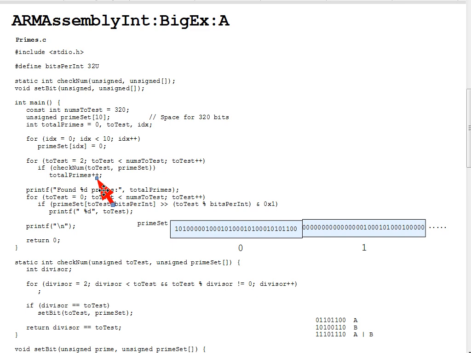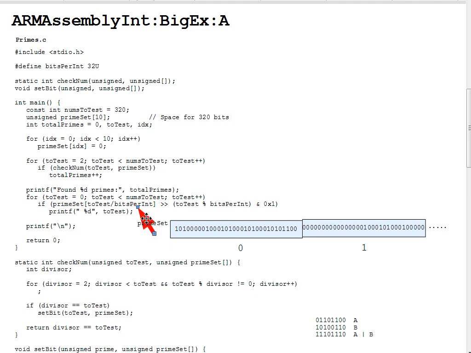By the end of this second for loop, prime set will have 1 bits for each prime value less than 320. The final for loop runs through all the elements of prime set and prints the relevant prime number for each 1 bit in prime set. And the if test that it uses needs some analysis. That's right here: prime set, bracket toTest divided by bits per int, right shift toTest percent bits per int, ampersand 0x1. So I'll ask you to tear this apart with a few in-lecture questions.